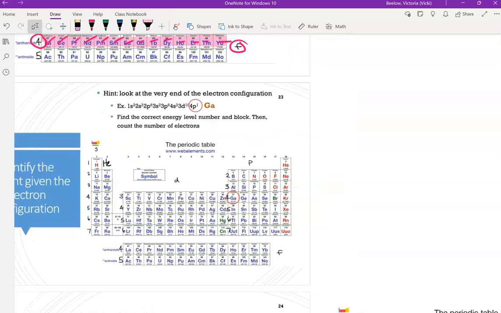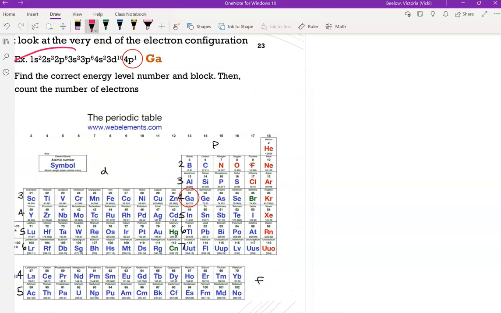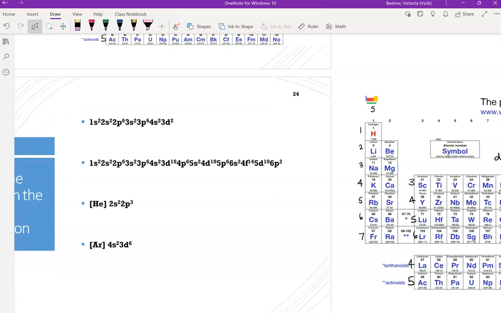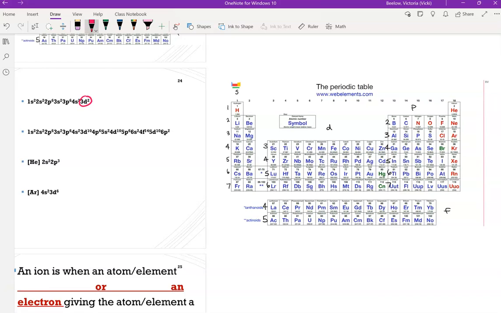Next is identifying the elements. This part is really easy. All you have to do is look at the last thing written for that element. For example, if this electron configuration ends in 4p1, I would go to 4p and count 1, which is Ga, gallium. For this one, I have 3d2. So I would find the d block 3 and count over 1, 2. That is titanium.